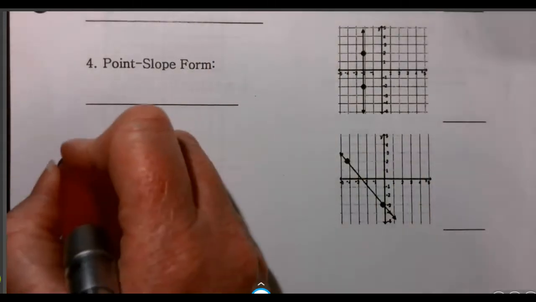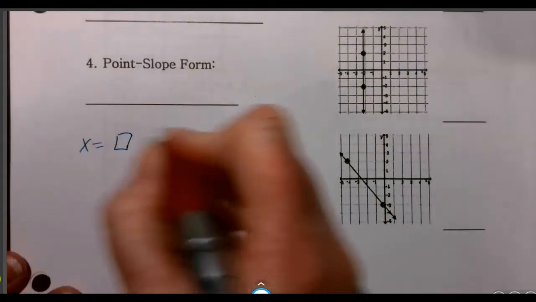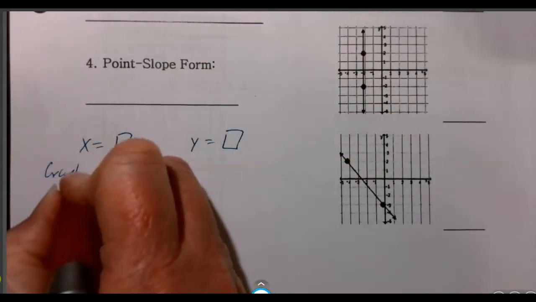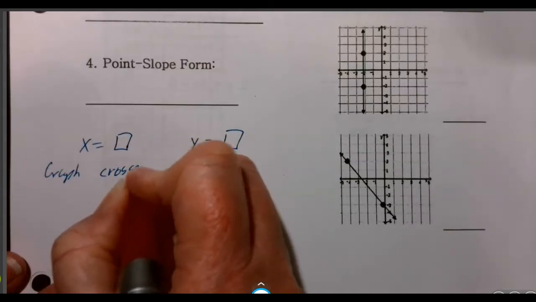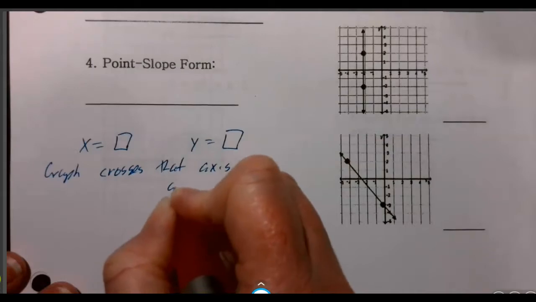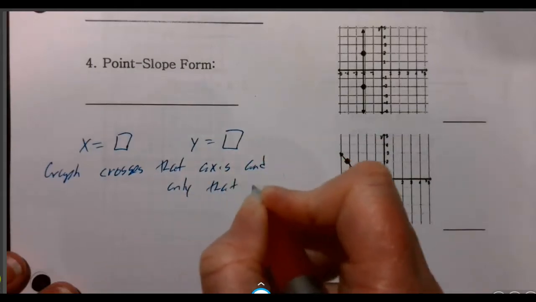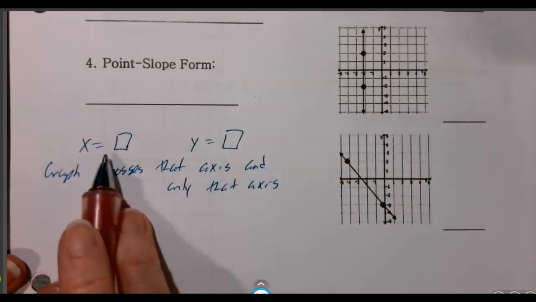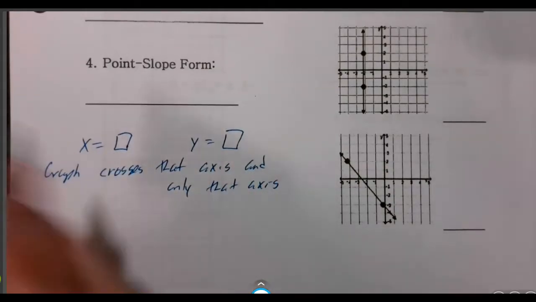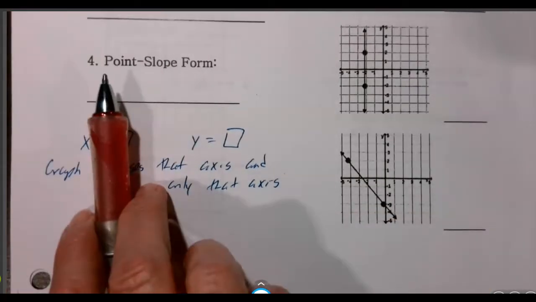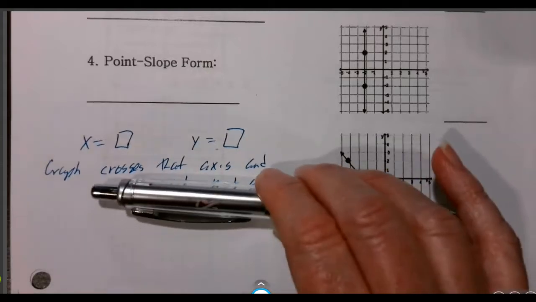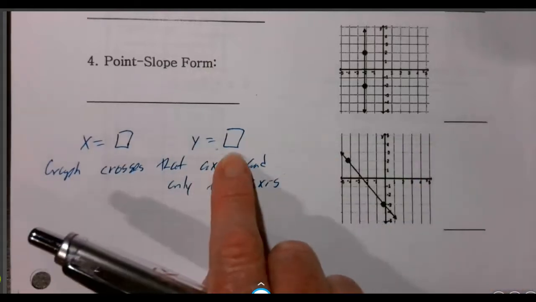and I'm just going to put some notes here. If I have x equals a number or y equals a number, remember on this one that the graph crosses that axis and only that axis. Okay, so this goes both ways. If I'm given the equation x equals a number or y equals a number, I know that it's going to cross. This one I'm going to cross the x-axis, so I'm going to have a vertical line. This one's going to cross the y-axis, so I'm going to have a horizontal line. So it also goes the other way. If I'm given a graph that only crosses the y-axis, I know this is going to be my graph.